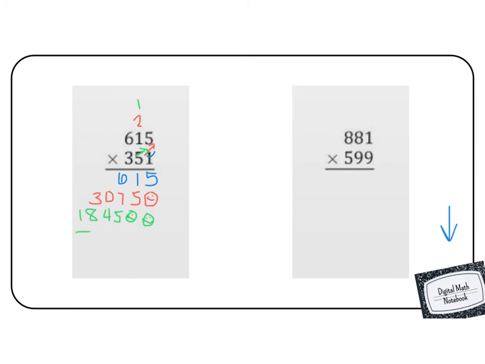So we have 3 rows of numbers, but we do the same steps that we do when we only have 2 rows of numbers. Our last step is to add them together. 5 plus 0 is 5.